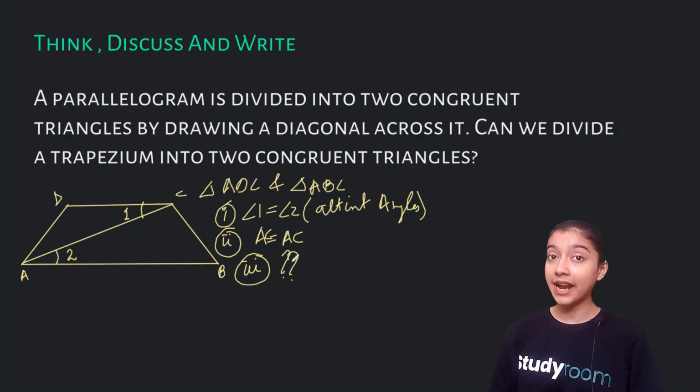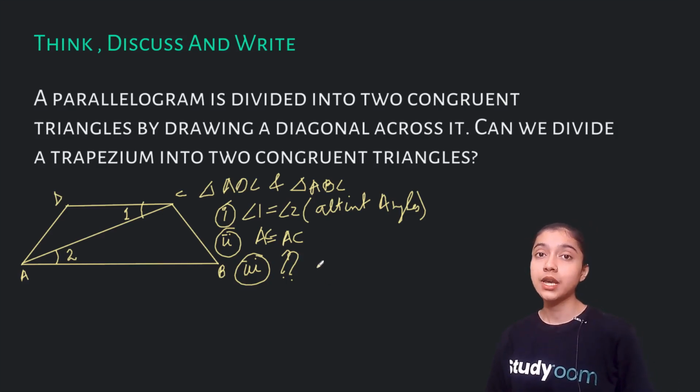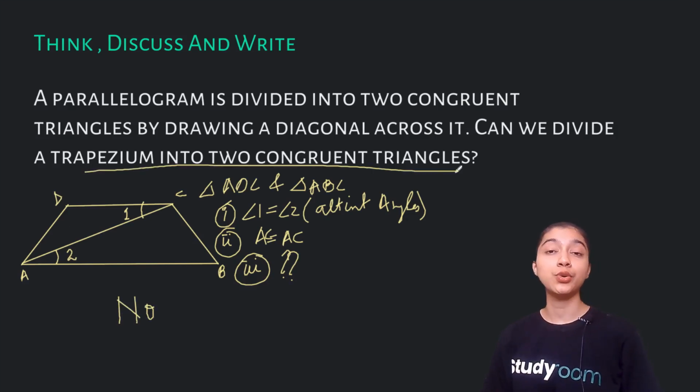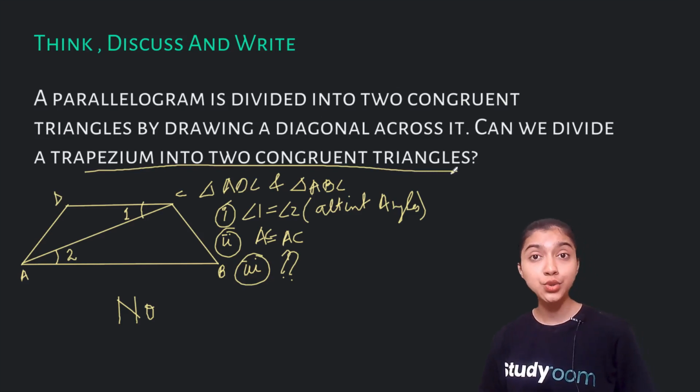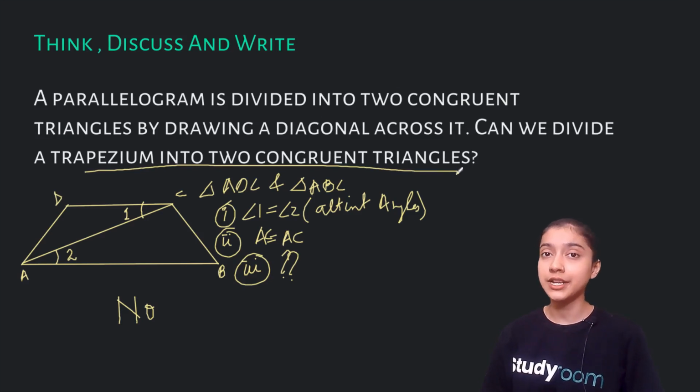But if we had a parallelogram, this third condition would have been satisfied, and thus the triangles that the parallelogram's diagonal divides were congruent. But in the case of a trapezium, the diagonal divides the trapezium into two triangles, but they are not congruent. So the answer will be no. The trapezium cannot be divided into two congruent triangles. It will be divided into two triangles, but those two triangles will not be congruent at all.